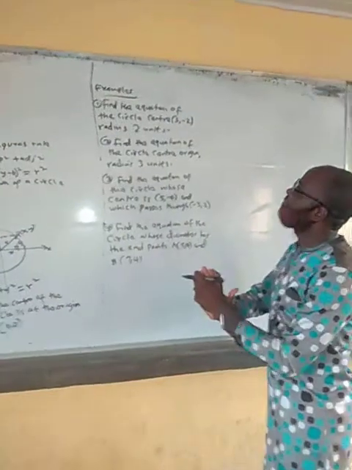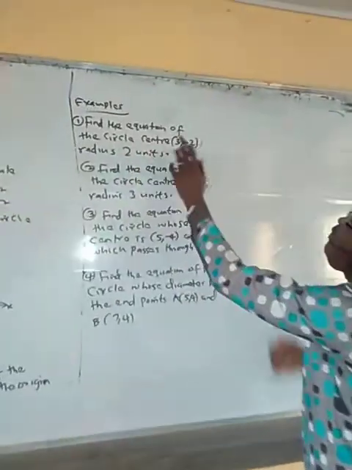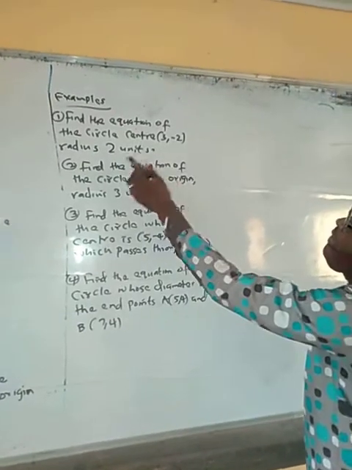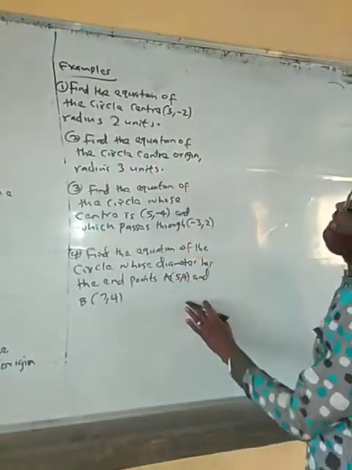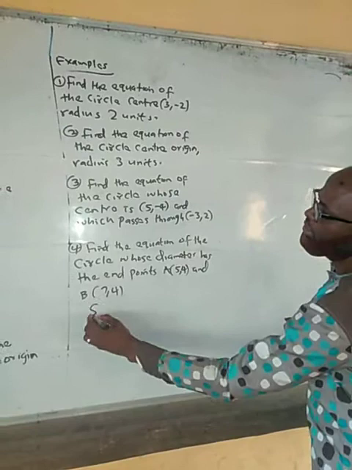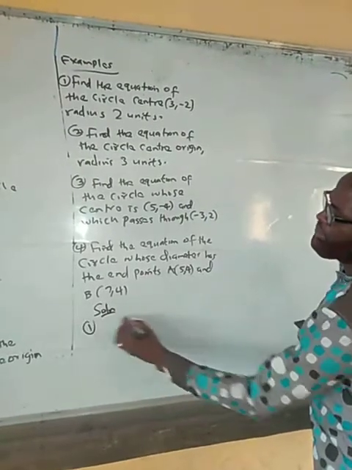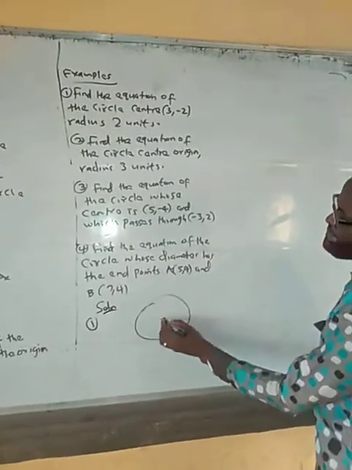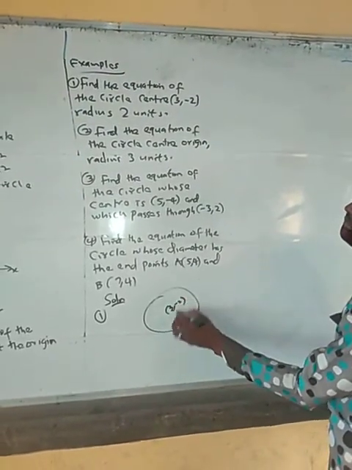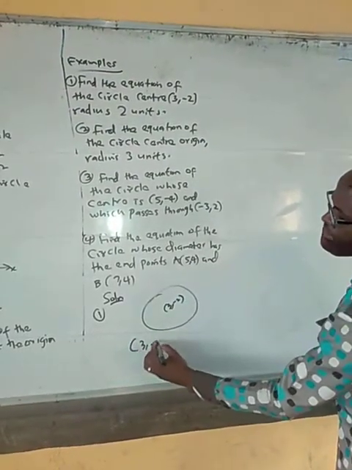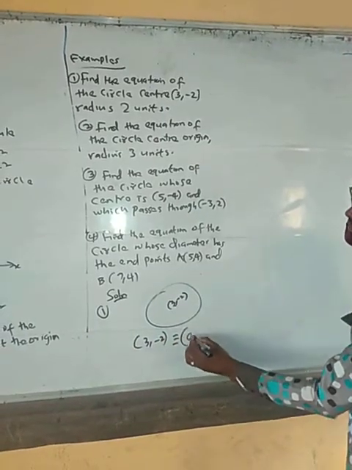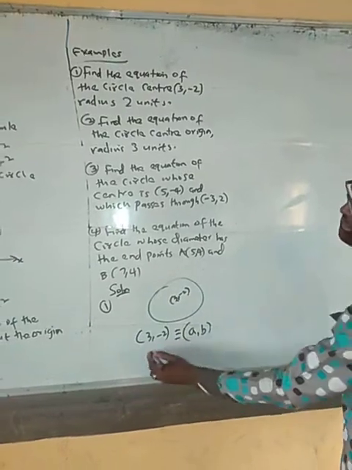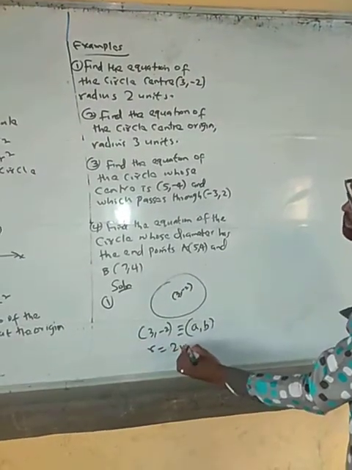Now examples. Example 1 says find the equation of the circle center 3, minus 2 and radius 2 units. Now this is the solution. If the center is 3, minus 2, it implies that it is A, B. So A is 3, B is minus 2. Find the equation where your R is 2 units.